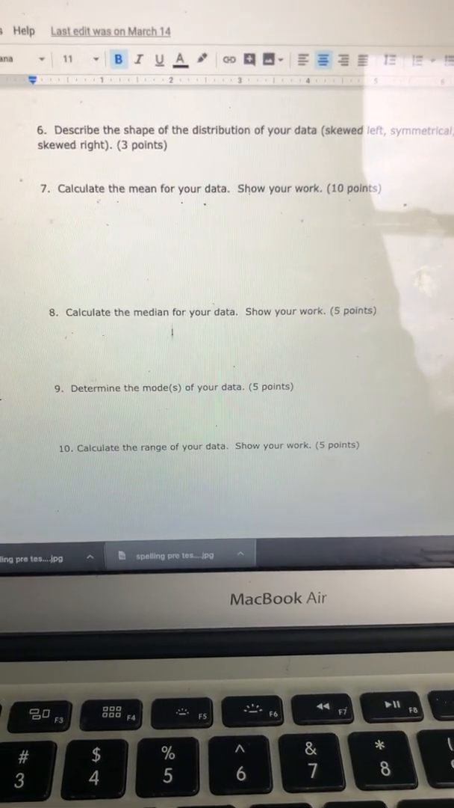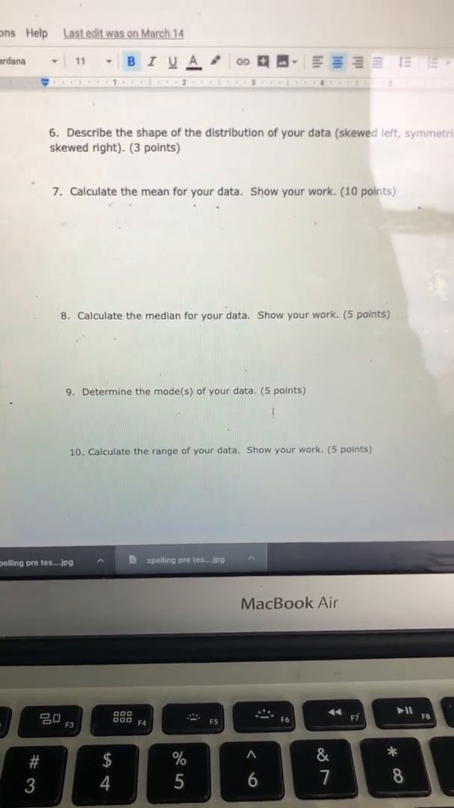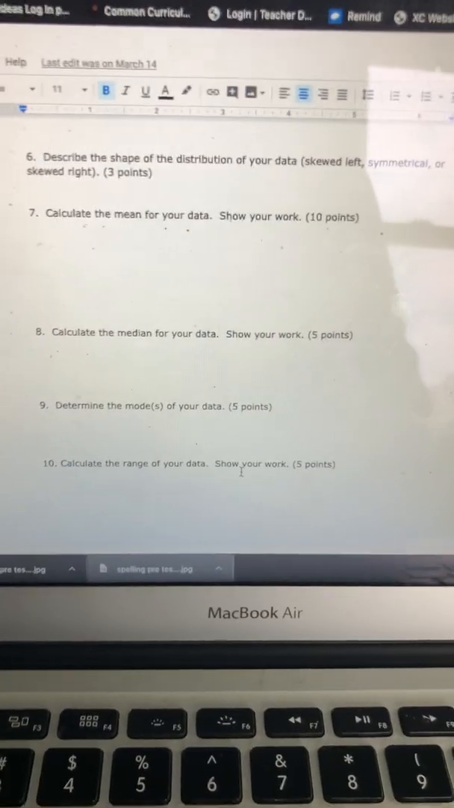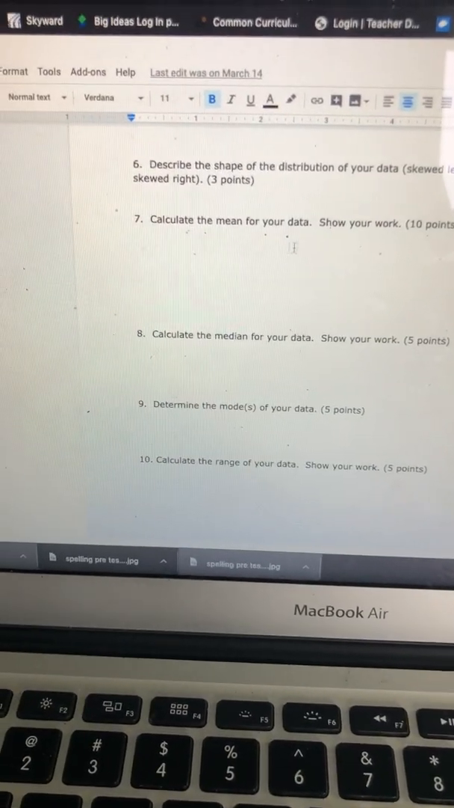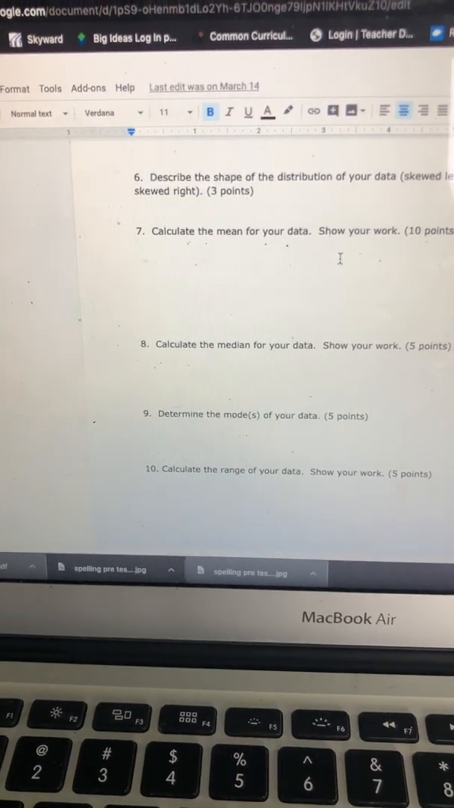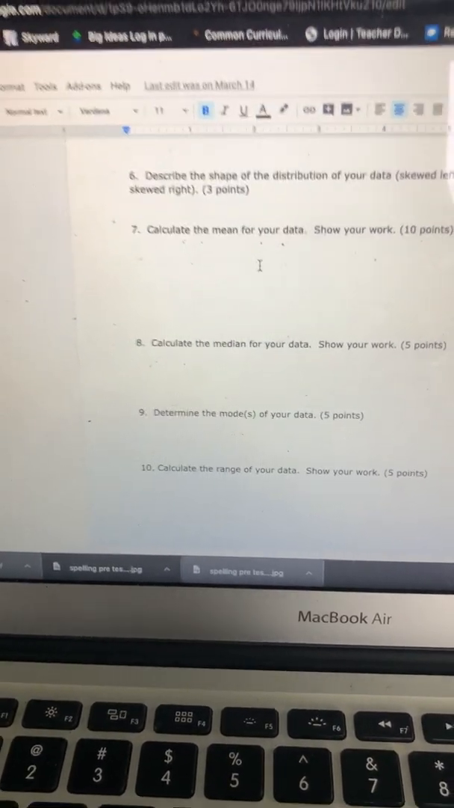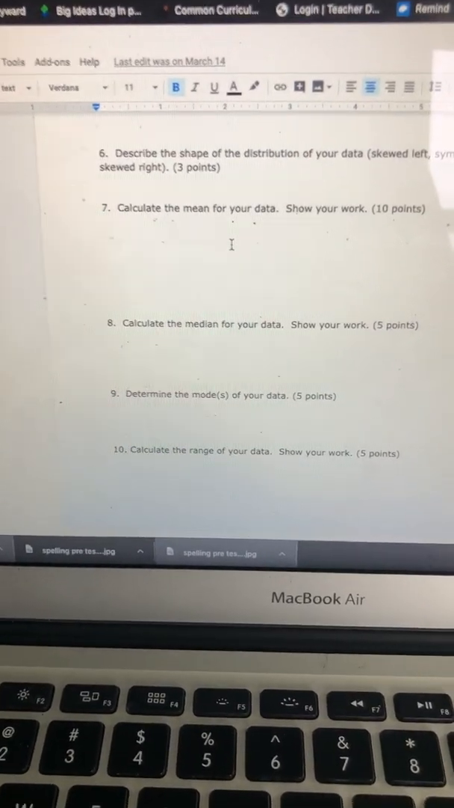And then you're calculating those 4 stats: mean, median, mode, and range. And of course, you're showing your work. You are allowed to use a calculator on this assignment, okay? For mean, you guys don't have to write out all 30 numbers that you add together, okay? Just write, I added the numbers, and then show me your answer for adding those numbers together. And then show me what you divided by and your answer.